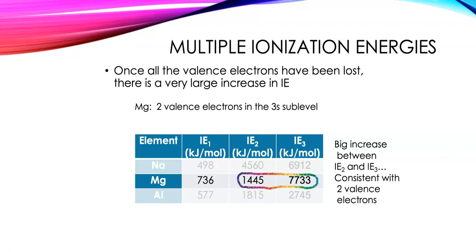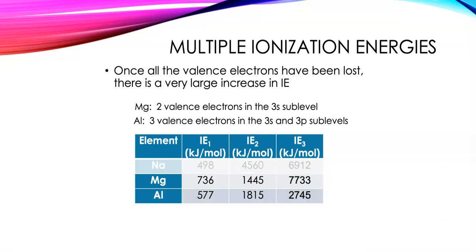And it's about a 6 or 7-fold change, just off the top of my head, for IE3. Because to remove that third electron from magnesium, I now have to go to my 2p sublevel. So we see this big change in ionization energies as we go from 1 to 2 to 3. Does it hold up? Let's look at aluminum.